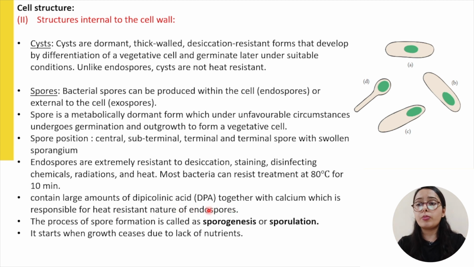Now the process of formation of spore is called sporogenesis or sporulation, and as we discussed, when a bacteria is going to die and it is under unfavorable conditions, for example lack of nutrients or any kind of unfavorable condition, in such a particular phase the sporogenesis, or the process of formation of spore, begins. So let's try to understand this process in detail.